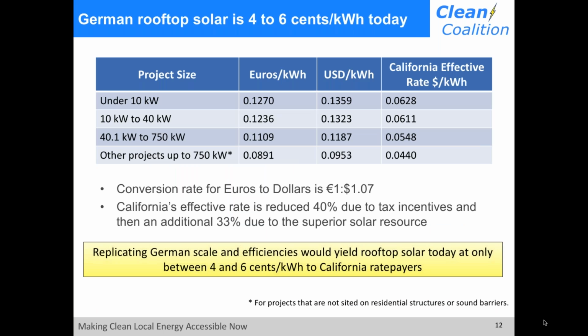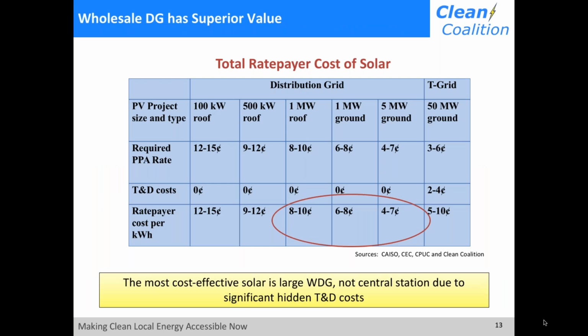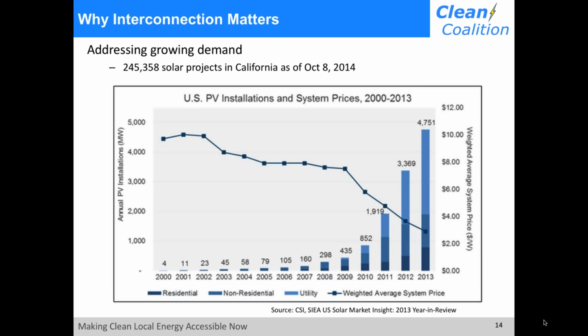Some critics of Germany's programs tend to say that they're paying too much for renewable energy generation. But as this chart shows, comparable US efficiencies would be highly competitive. This conversion adjusts for the US tax incentives and differences in solar resources. And next slide. As we see here, avoided transmission investment costs and losses reinforce the value of local resources and the need to streamline their deployment. In the next slide, we're all familiar with the statistics of the growth of renewable energy facilities, and in particular, the growth of distributed solar in recent years, as shown in charts like this one.